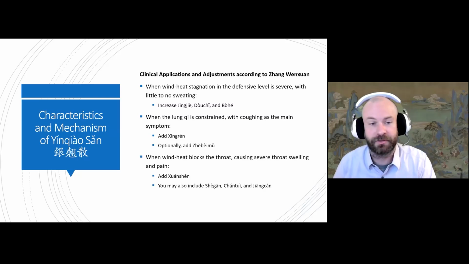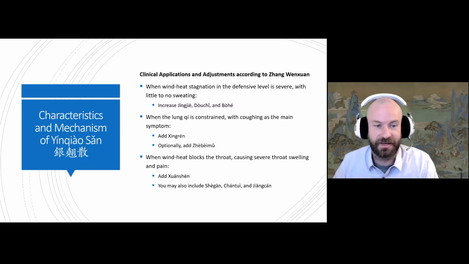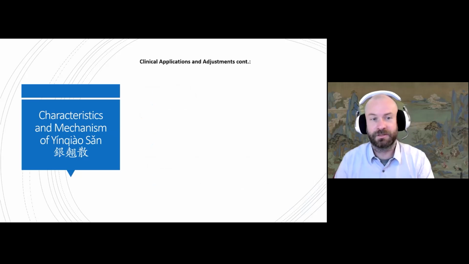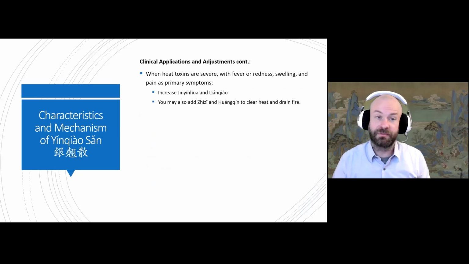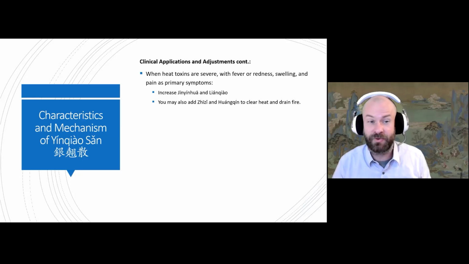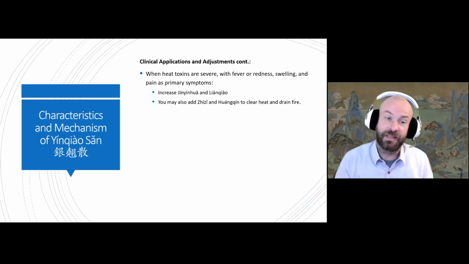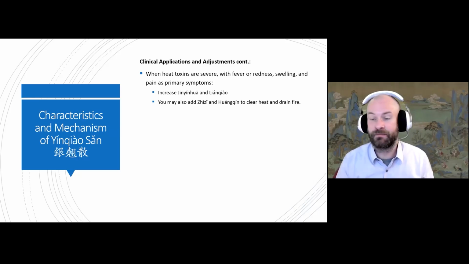When wind heat blocks the throat, causing severe throat swelling, you can add Xuanshen. You also may include Shigan, Chantui, and Jiangcan. I haven't used any of those herbs, well, Chantui or Jiangcan, personally. He also says that when heat toxins are severe with fever, redness, swelling, and pain as the primary symptoms, you can add cooling herbs like Jinhua and Lianqiao. But he also said you might add Jeze or Huangqin to clear heat and drain fire, those two herbs that were removed from Li Dongyuan's original formula.